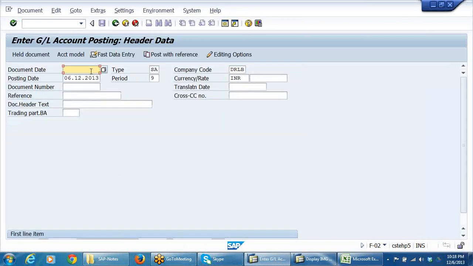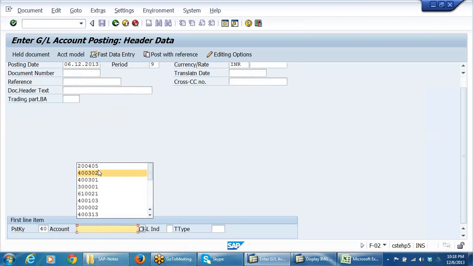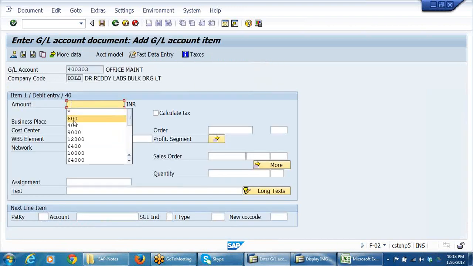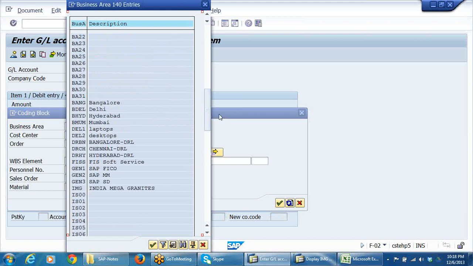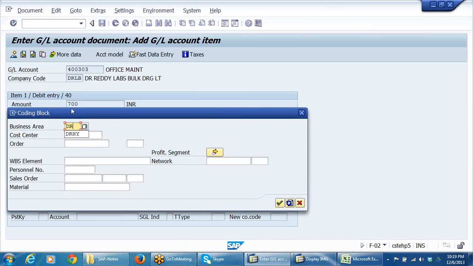Let me post one more entry. I'll post. I take here, say 700. Business area I need to give. Let me check what business areas we do have. We have DRBN Bangalore, DRCH Chennai, DRHY Hyderabad. I'll take DRHY and DRCH. Okay, DRHY.